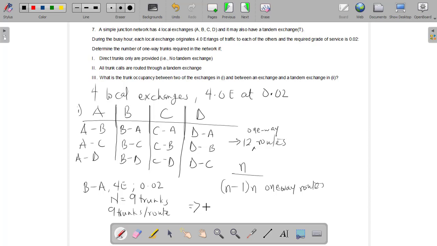So effectively, the total number of trunks required in the network where only direct trunks are provided is given by the 9 trunks per route times the 12 routes. And so we have 108 trunks in this system.